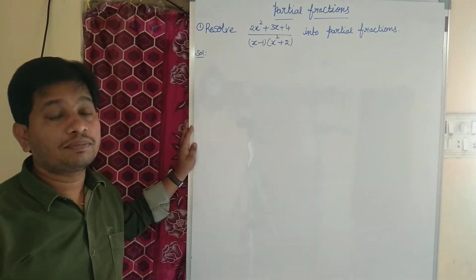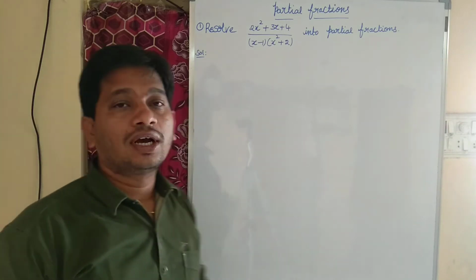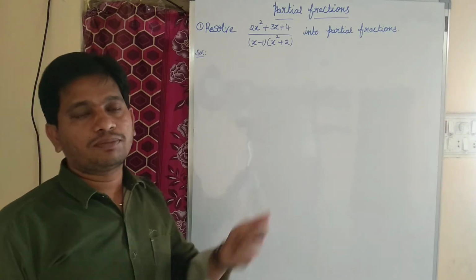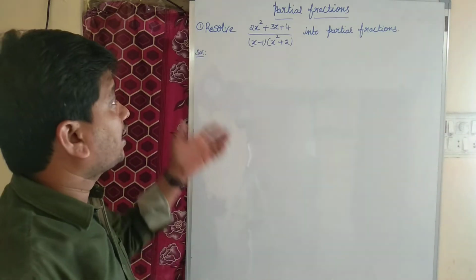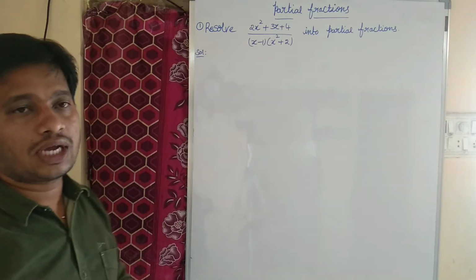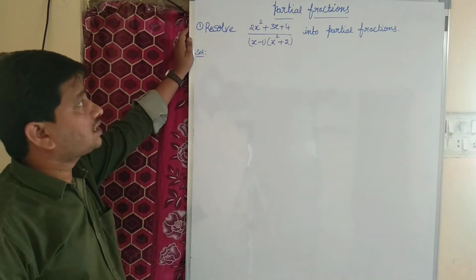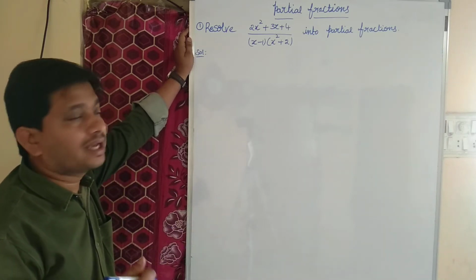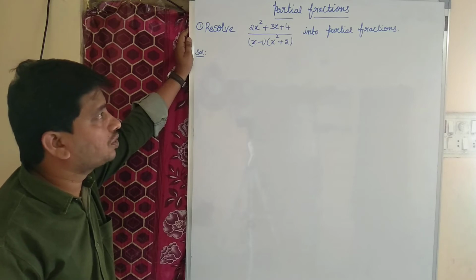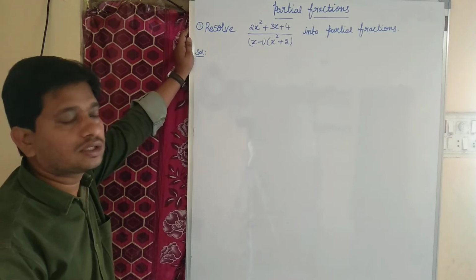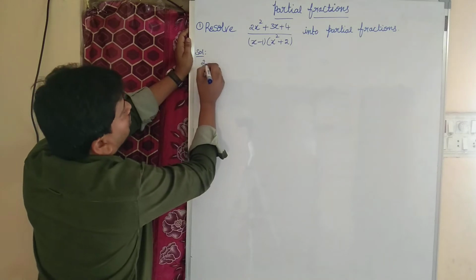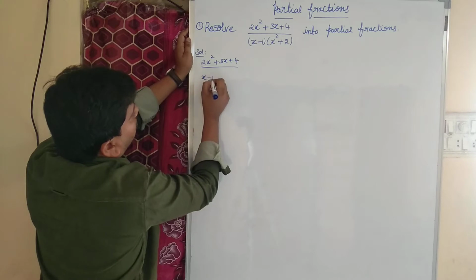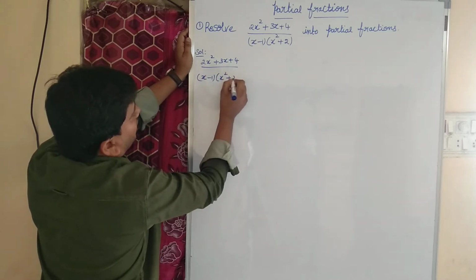Myself Naveen, I am the maths mentor, and in today's session let us discuss partial fractions. This is part 2. As we discussed in part 1 the type 1 method of problems, in this video let us discuss the type 2 method of problems. So resolve 2x square plus 3x plus 4 divided by x minus 1 into x square plus 2 into partial fractions. So our general equation is 2x square plus 3x plus 4 by x minus 1 into x square plus 2.